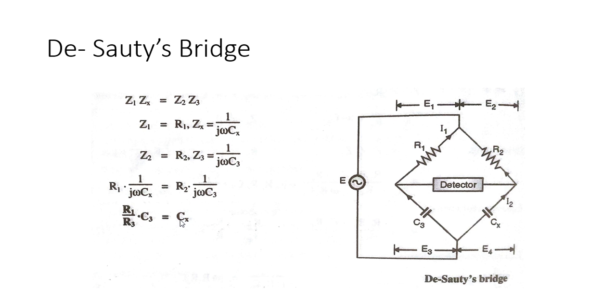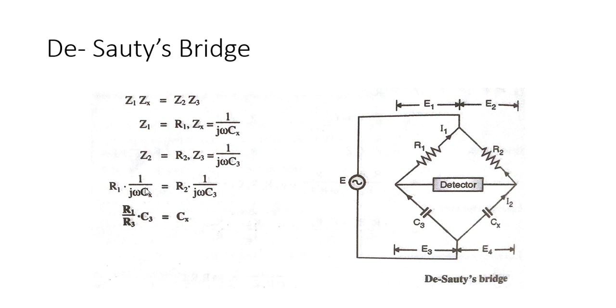Here there is one modification that you have to make: it is not R3, it is R2, because R2 will come over here. So there is a printing mistake. C3 will go over here, and you will get R1 divided by R2 into C3 is equal to Cx. So replace this R3 with R2. That is the only modification; it is a printing mistake.